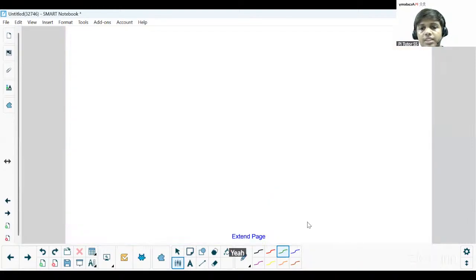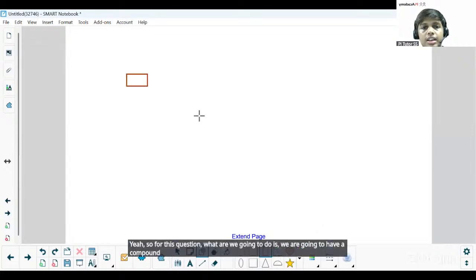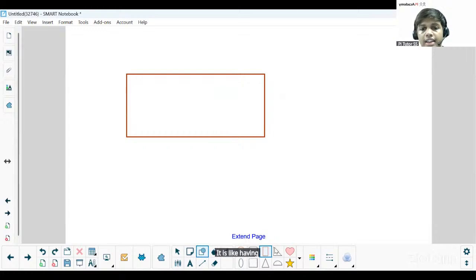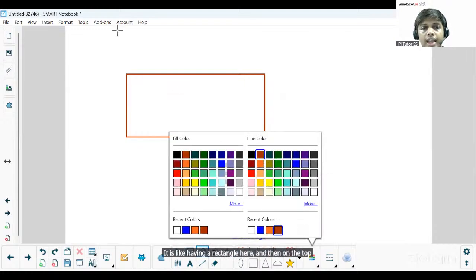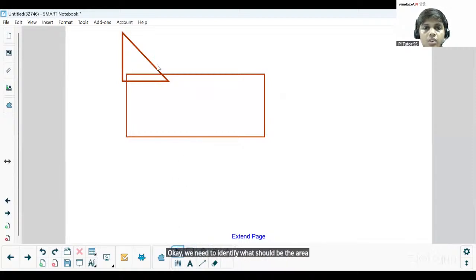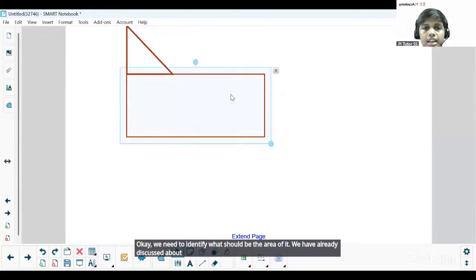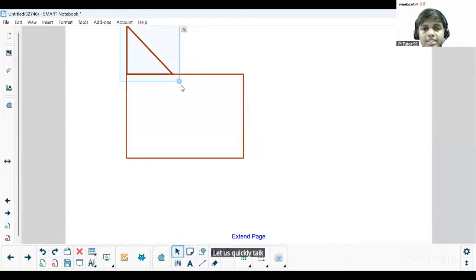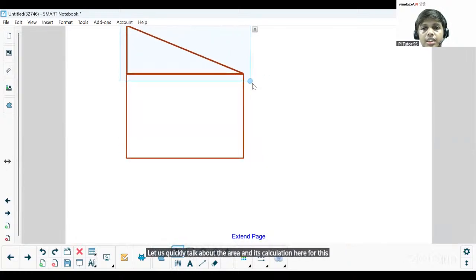So for this question, we are going to have a compound shape in front of us. It is a rectangle with a triangle on the top. We need to identify what should be the area of it. We have already discussed the perimeter. Let us quickly talk about the area and its calculation for this particular question.